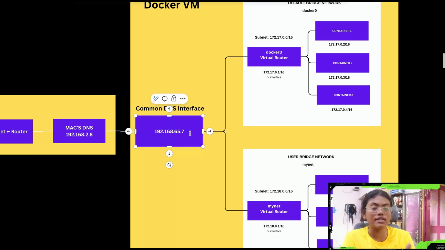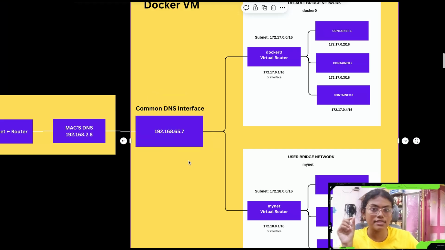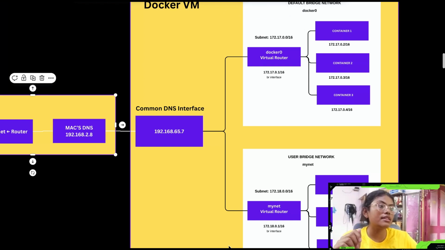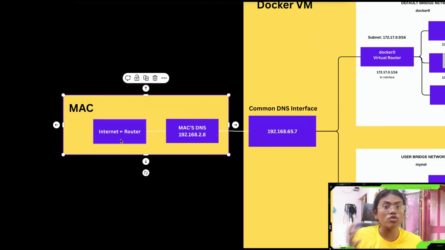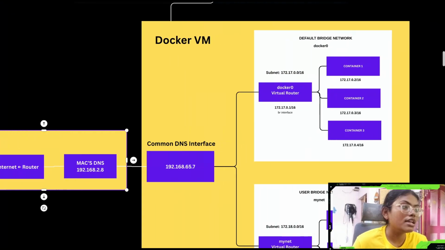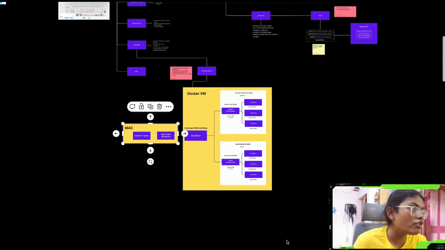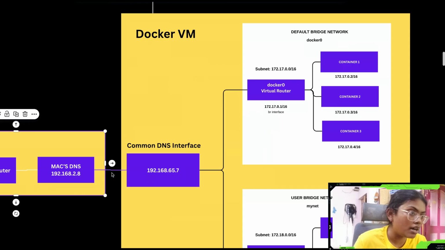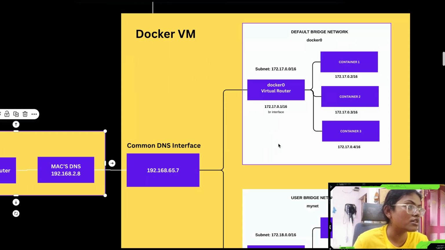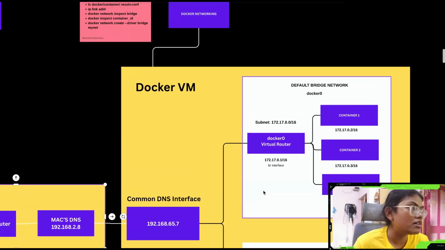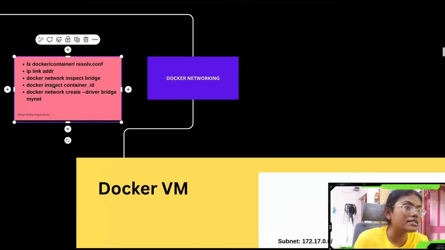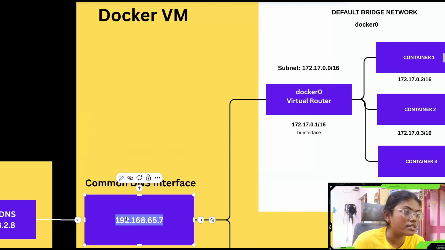Here the router is the DNS interface, and that DNS interface is going to again forward to the Mac's original DNS, which is the host DNS, and then that DNS is going to forward to our home's router and to the internet. That's how the internet gets accessed inside the virtual machine by the containers. If I get any reply from the internet, it's going to follow the reverse process, and it's going to distribute to all the containers.